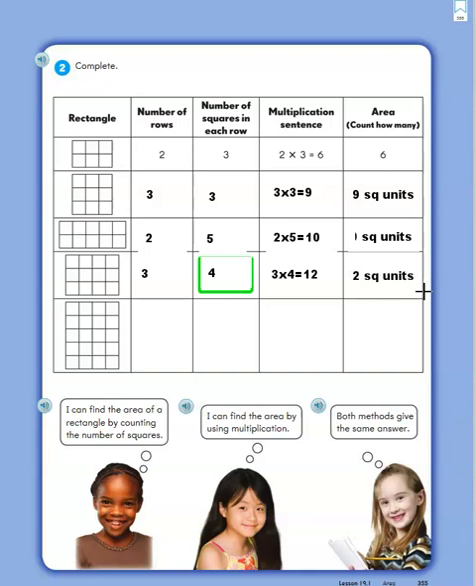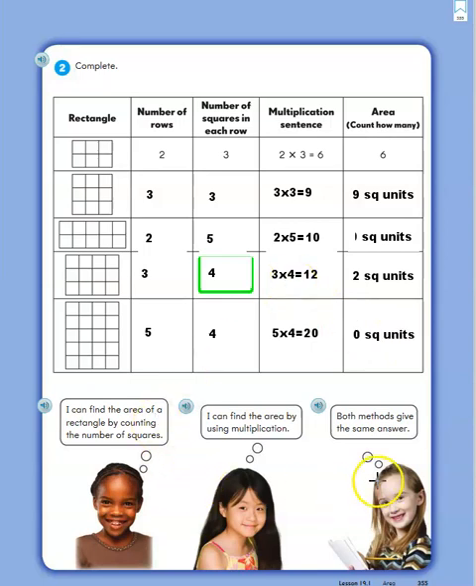Alrighty, and then our last shape here, 1, 2, 3, 4, 5 rows, and 4 in each row. That means 5 and 4. So our multiplication sentence would be 5 times 4, which we know 5 times 4 is 20. So that means it has an area of 20 square units.